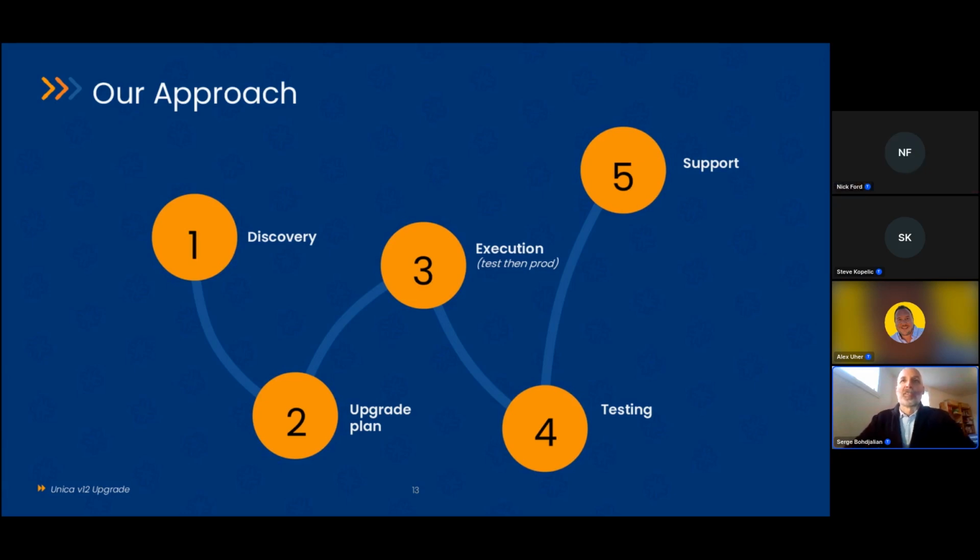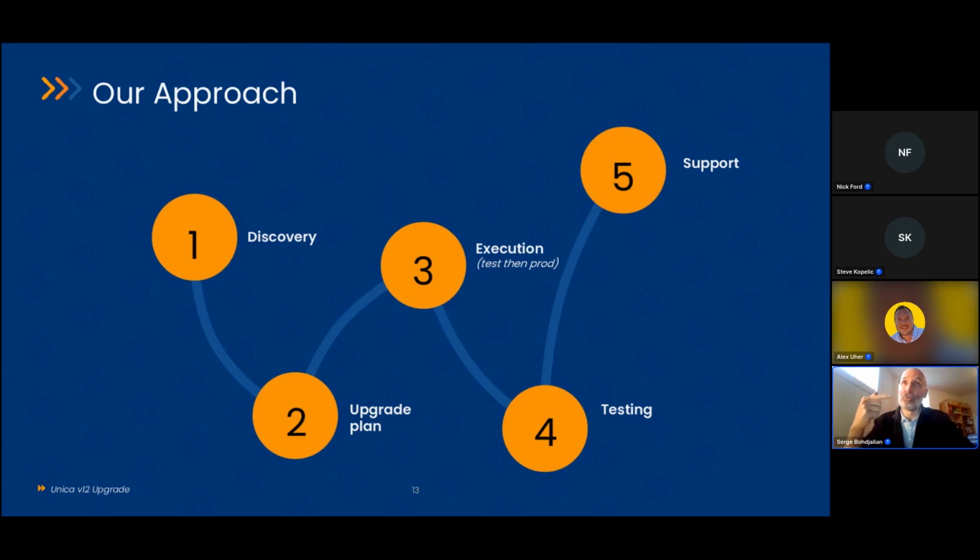Thanks, Nick. So let me talk about our approach. Let's say you've committed now to doing an upgrade. What would be the steps, the high-level steps we want to undertake? And what you can see is very standard, and this could apply to most technology projects. In fact, you would have a discovery stage, upgrade and planning, and then the execution.